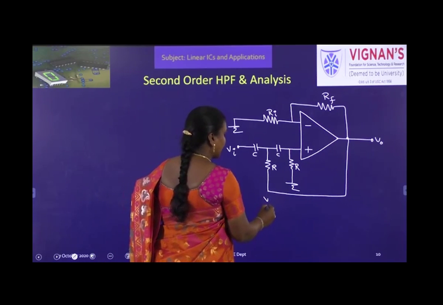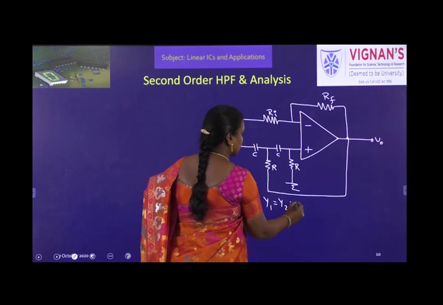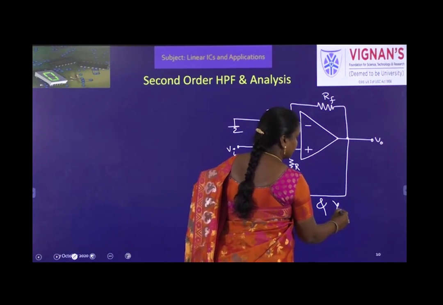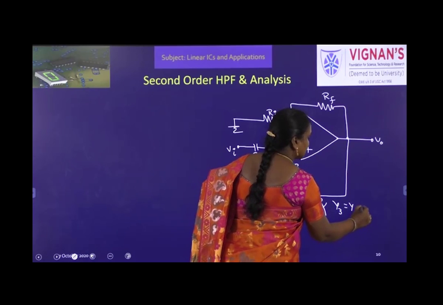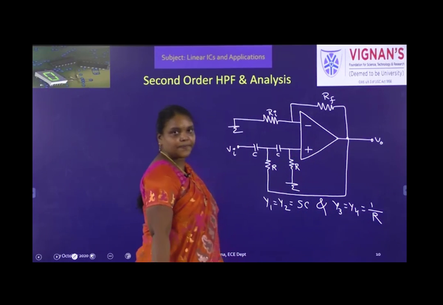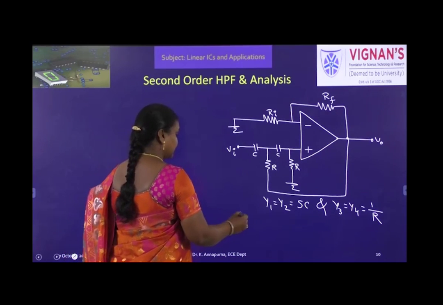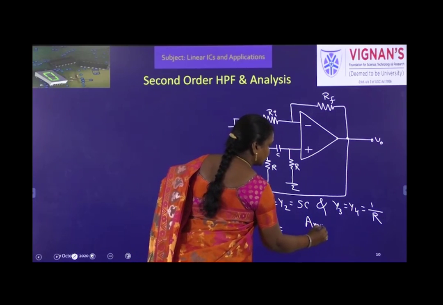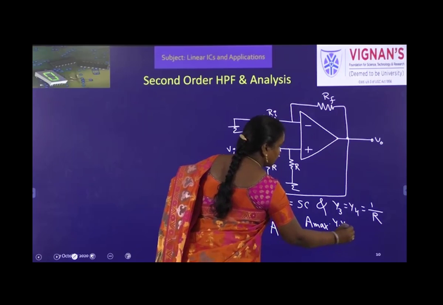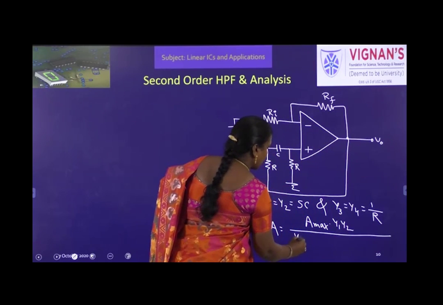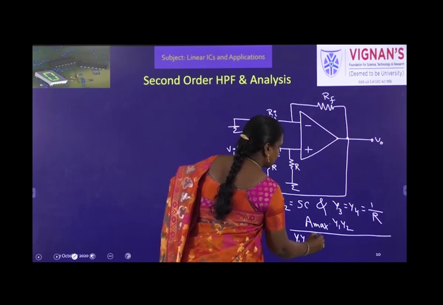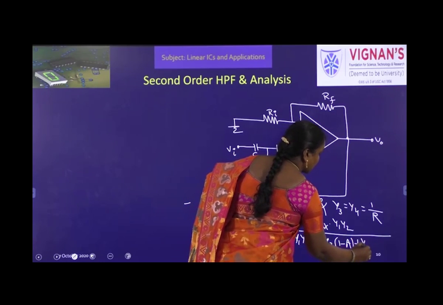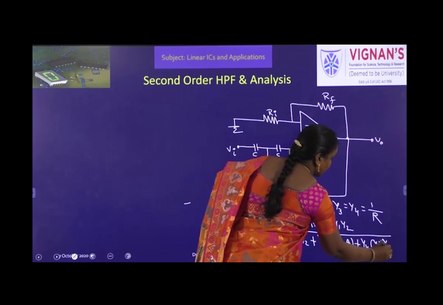That means Y1 and Y2 should be replaced by the capacitive susceptance, that is SC, and Y3 and Y4 are resistors, so we need to write the admittances. That is 1 by R. So what is our generalized expression? A is equal to A max into Y1, Y2 by Y1, Y2 plus Y2, Y3 into 1 minus A max plus Y4 into Y1 plus Y2 plus Y3.